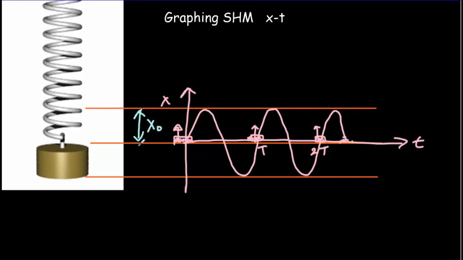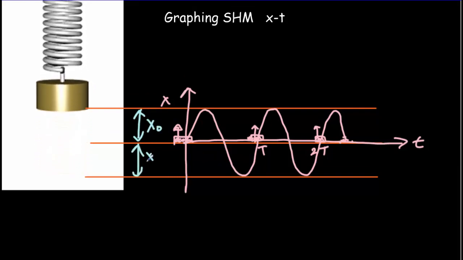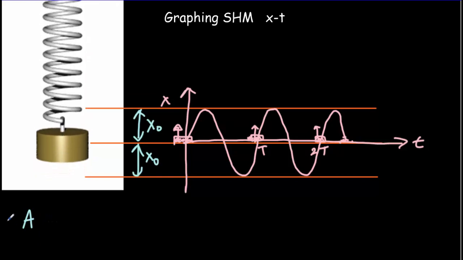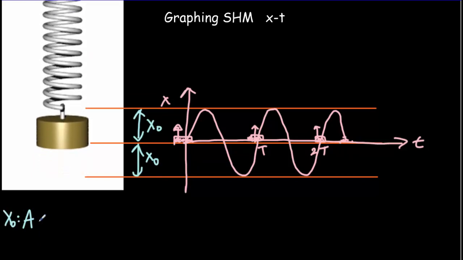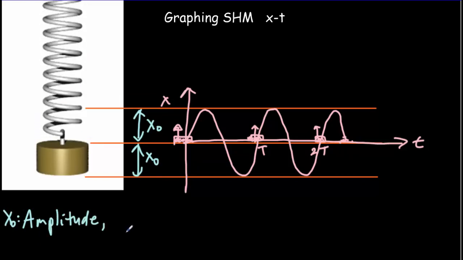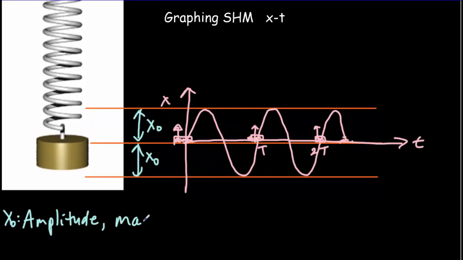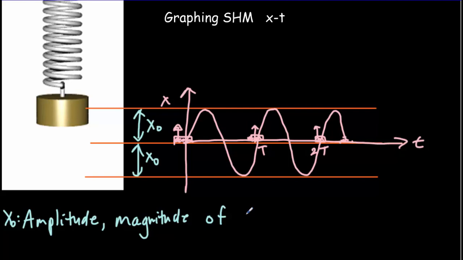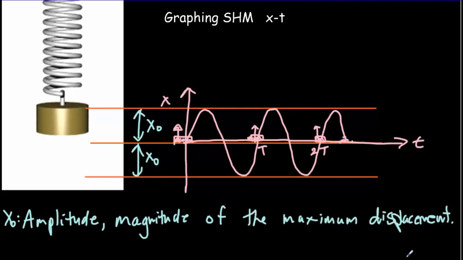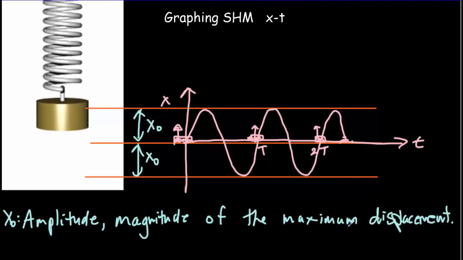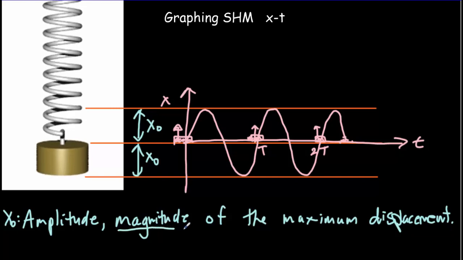This distance right here, it has a special name. The IB uses an x naught to represent it. It's called the amplitude. So that x naught, it represents the amplitude. And the amplitude of the oscillation is defined to be the magnitude of the maximum displacement. So the amplitude is always going to be positive because it is a magnitude.